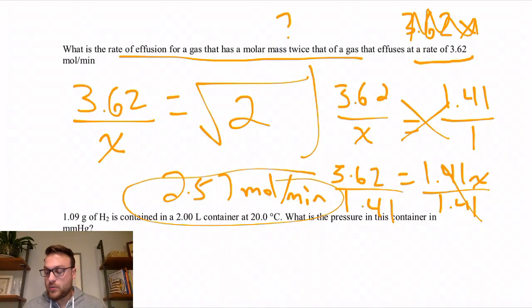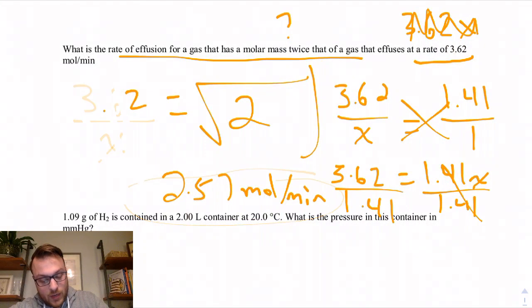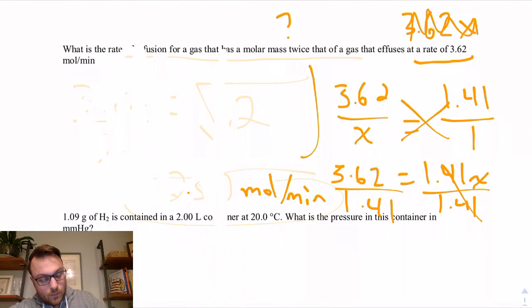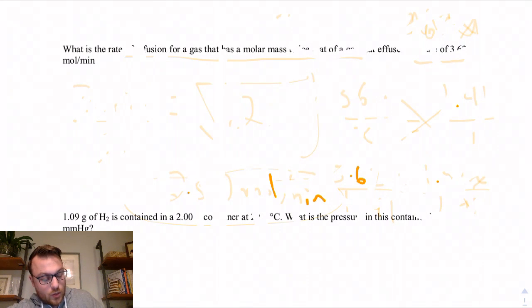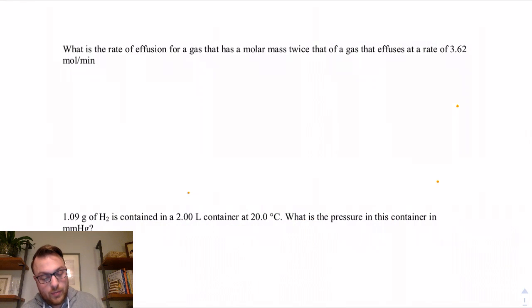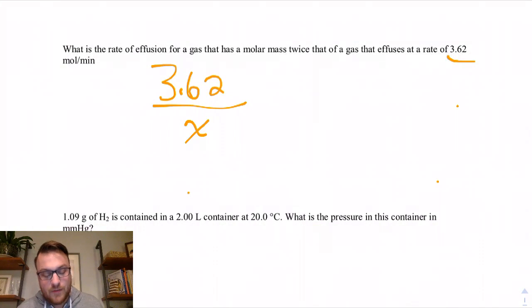All right, someone asked, and feel free to text me on Remind as you're doing this, why did you put 3.62 over x? So I'm just going to erase this just so I have room again. So why did I do 3.62 over x? If we go back to our original setup, 3.62 is the rate of the lighter gas. And strategy-wise, it's always smart to put the rate of the lighter gas in your numerator. The rate of your heavier gas is what you're solving for. That is your true unknown.